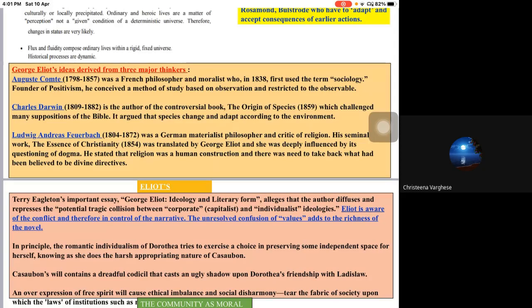His seminal work, The Essence of Christianity, published in 1854, was translated by George Eliot. And she was very deeply influenced by its questioning of dogma. He stated that religion was a human construction and there was a need to take back what had been believed to be divine directives. So Feuerbach questions religion and what religion does. He is of the opinion that religion is something entirely created by mankind. And that leads George Eliot also to question all the divine directives. So these were the three writers and thinkers who majorly influenced Eliot's own ideas.